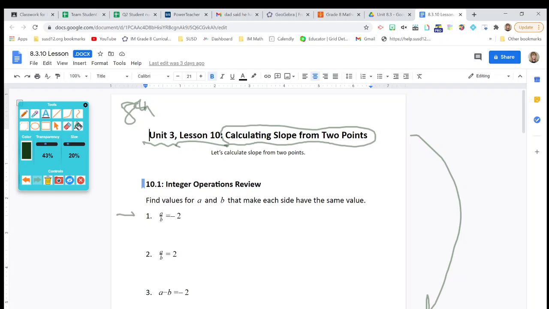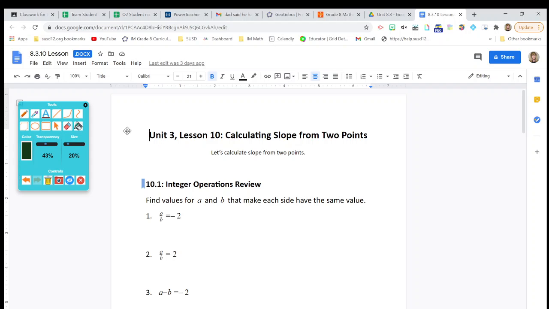First, let's warm up. Read the directions. Find the values for A and B that make each side have the same value. Okay, pause this video and I want you to try that on your own first.